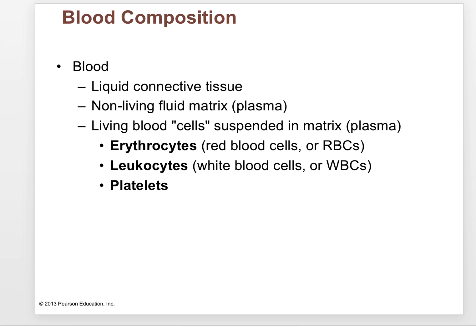Blood is a connective tissue. You might recall that from chapter 4 in the histology section. It's a liquid connective tissue. It has a fluid matrix called plasma. The blood cells that are suspended in the plasma are one of 3 forms. There's erythrocytes, or red blood cells; leukocytes, or white blood cells; and platelets, which are portions of cells that are used for the clotting mechanisms.